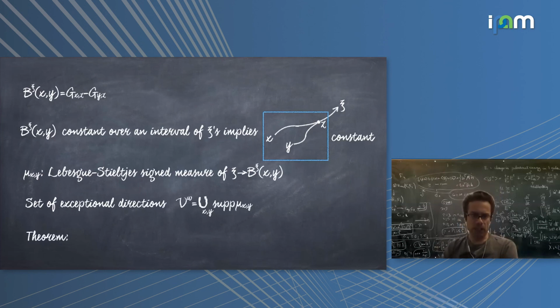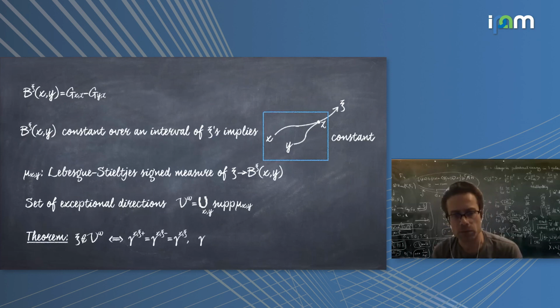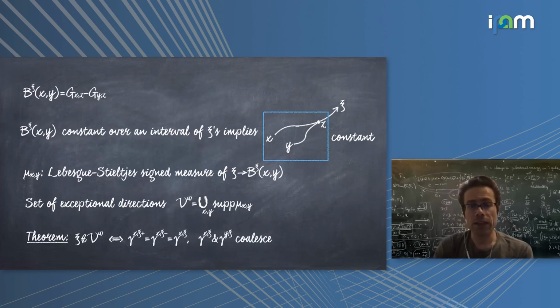What are the properties of this random set? If you are not in this random set of directions, so if you're not an exceptional direction, then there is coalescence, and there's no distinction between plus and minus. If you are in this set, then there's a problem with uniqueness and coalescence.